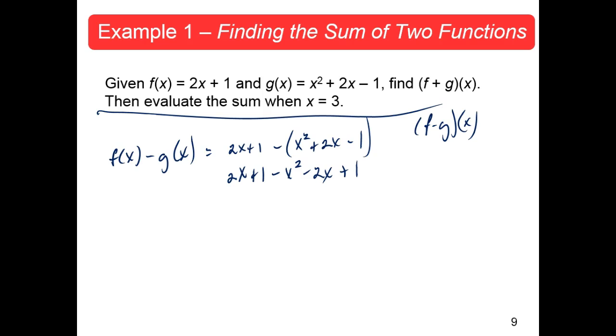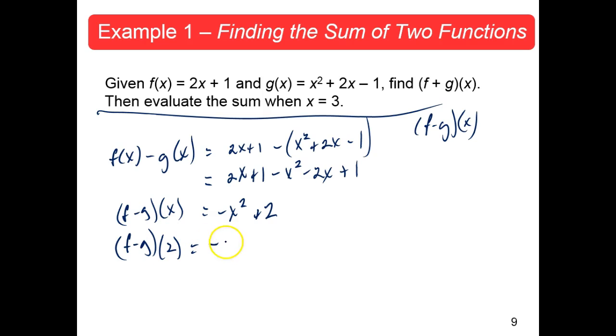What do we get now? Negative x squared plus 2. Excellent. And that's your f minus g of x. They're asking for it, though, when x is equal to 2. So what's f minus g of 2? Negative 2 squared plus 2. And that would be negative 4 plus 2 equals negative 2. And that's what they got.